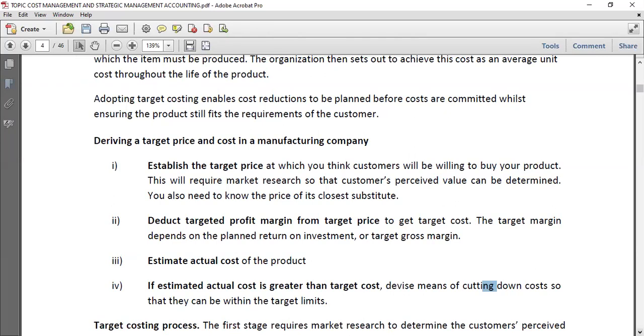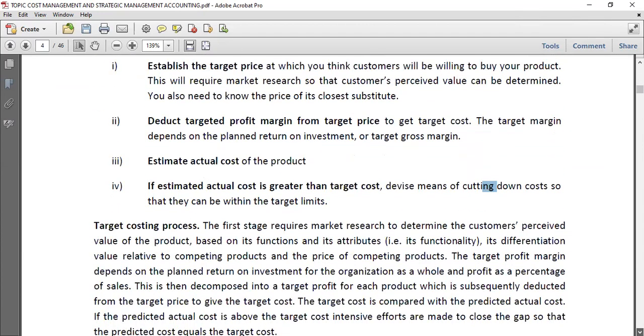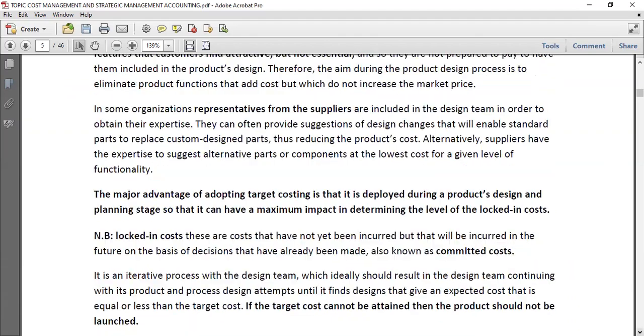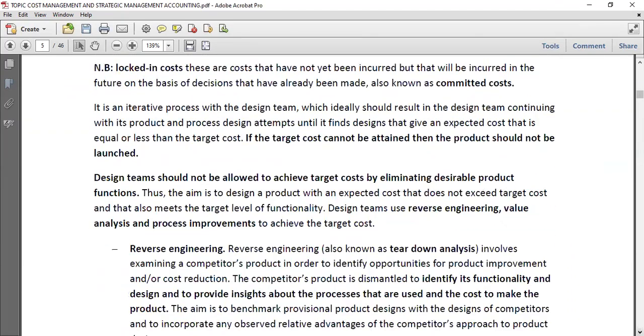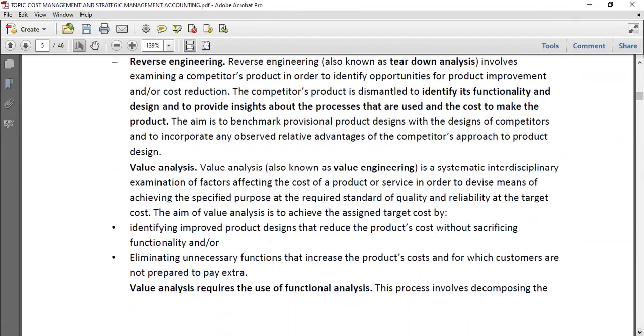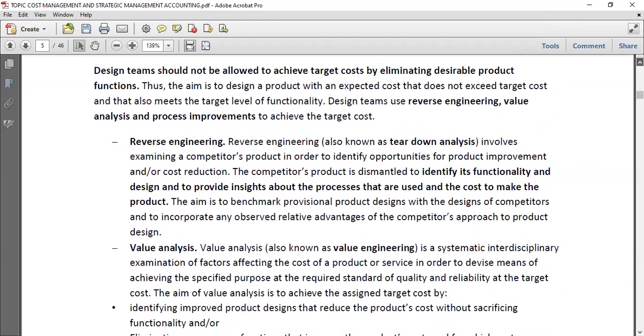So that is what target costing does. It's very important that you understand the dynamics, and that is basically what you need to understand, especially when it comes to this aspect of target costing. So we'll just proceed. You can try to read more. These are basically just more guiding notes to help you understand more. But before we proceed with that, I just want to highlight something here.